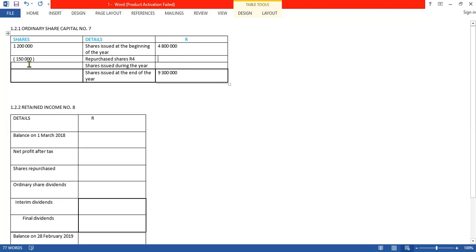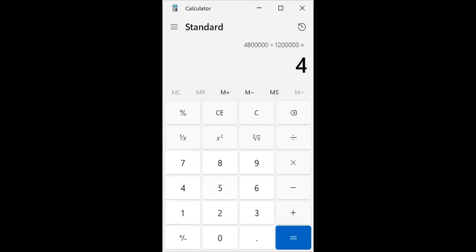So we are just going to take 150,000 shares and multiply it by 4 rands. Then that will give us the average cost for the shares that were repurchased. So 150,000 multiplied by 4 rands is 600,000. So we repurchased the shares for 600,000, and I am going to record my 600,000.